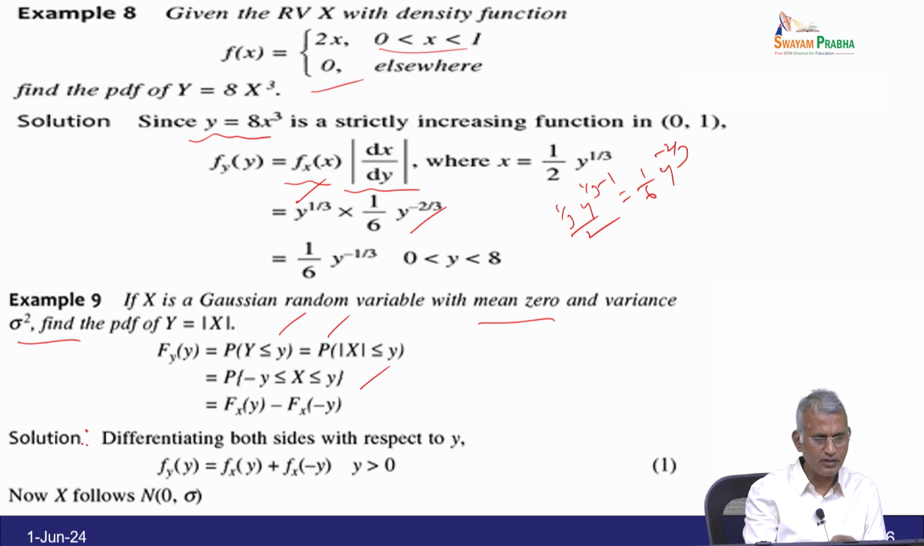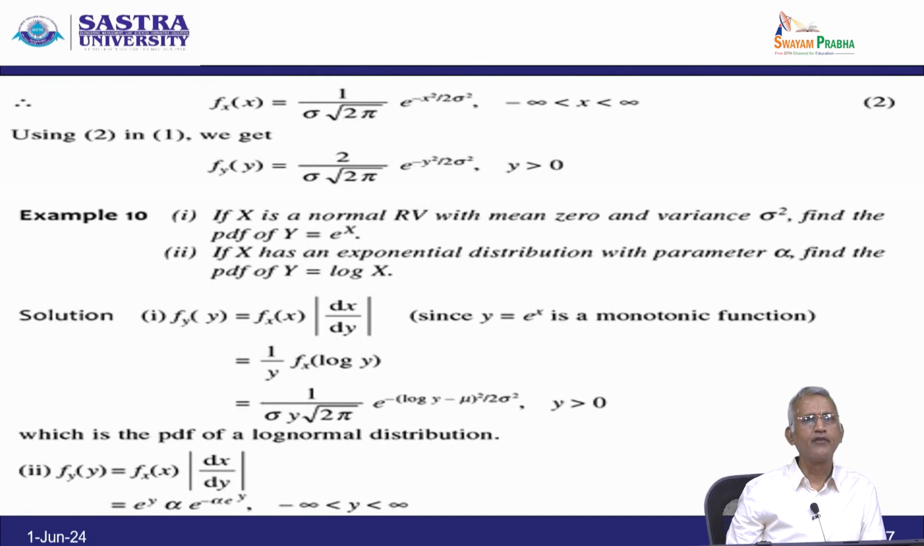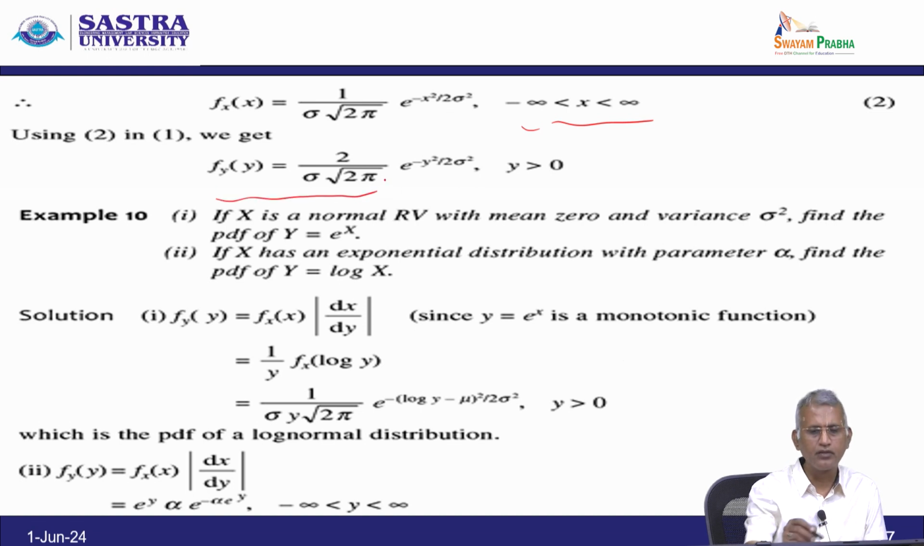So, the solution is differentiating both sides with respect to y. So, we have f_Y(y) equal to f_X(y) plus f_X(minus y). X follows N(0, sigma). Therefore, f_X(x) is 1 by sigma root 2 pi into e power minus x square by 2 sigma square, where x lies between minus infinity and plus infinity. So, using 2 in 1, we have f_Y(y) equal to 2 by sigma root 2 pi into e power minus y square by 2 sigma square.